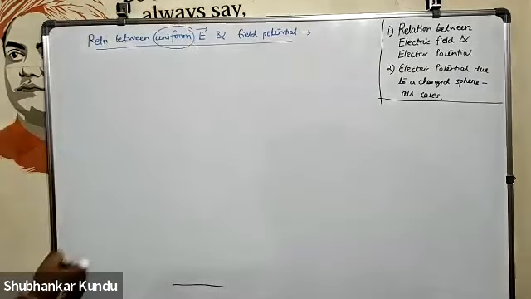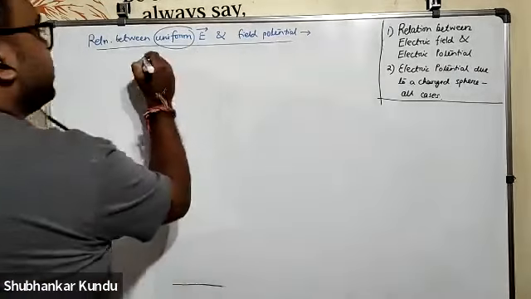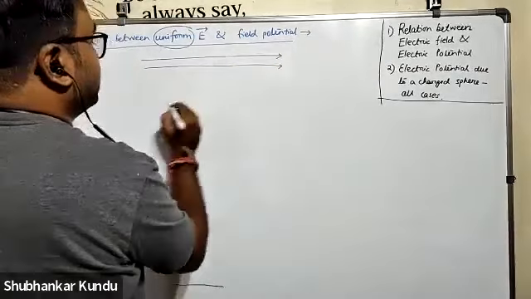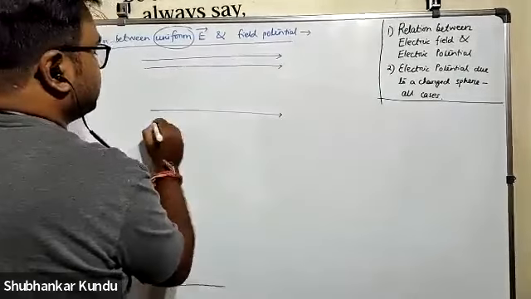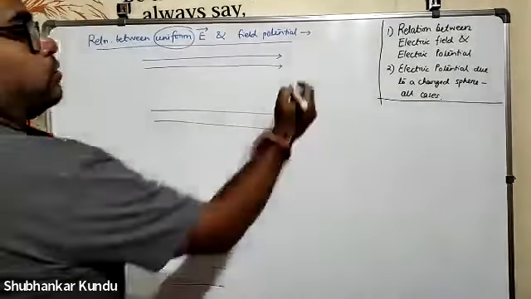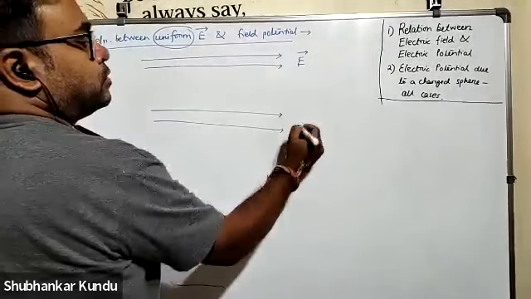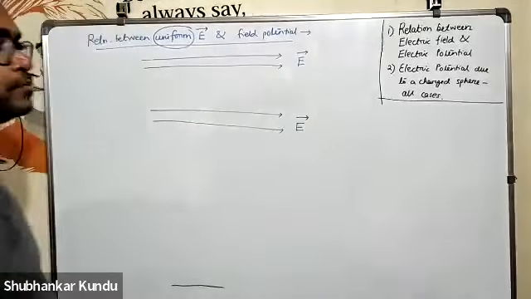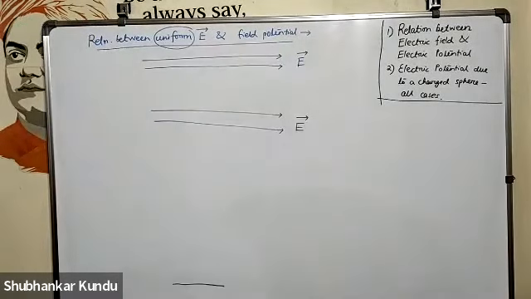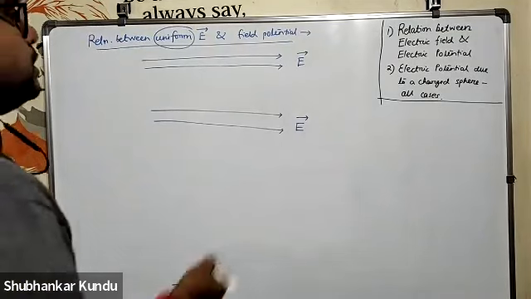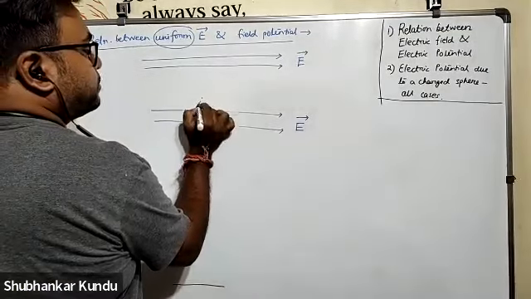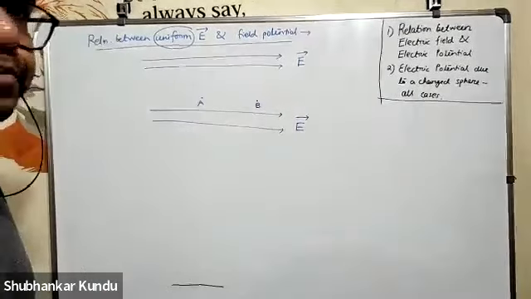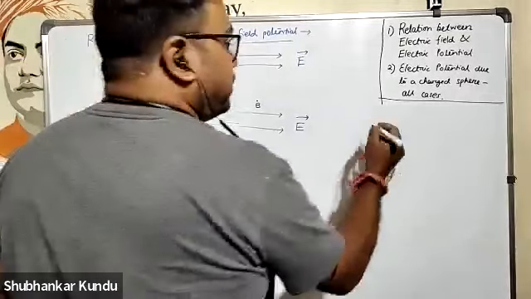Let us consider a uniform electric field. In this field, let us consider a point A and another point B. Let the position vector of A be R1.